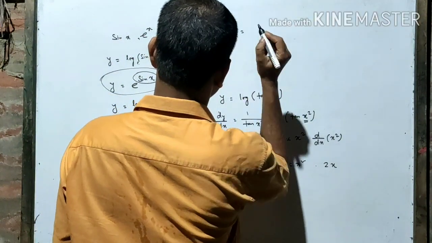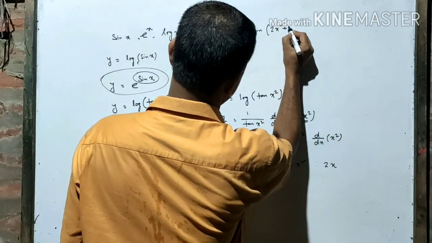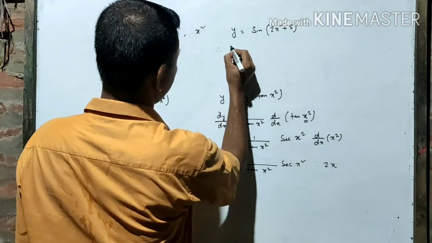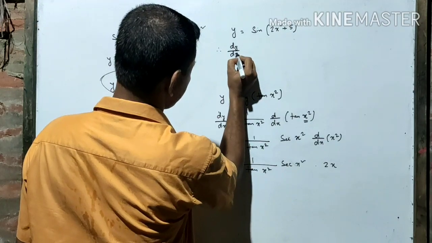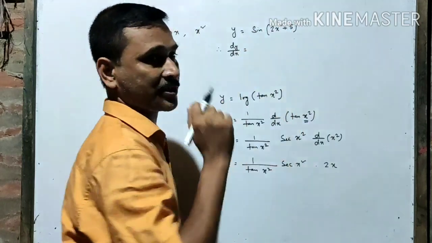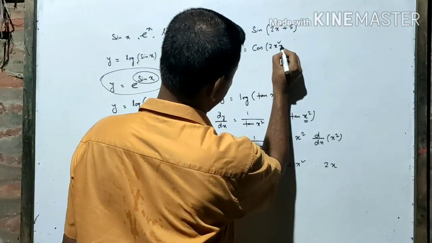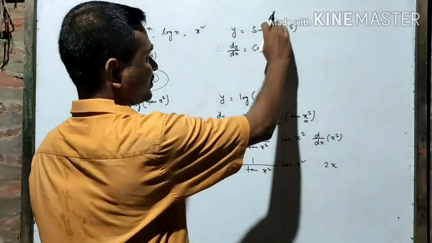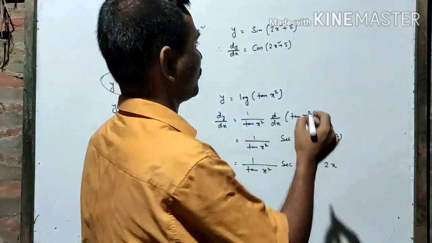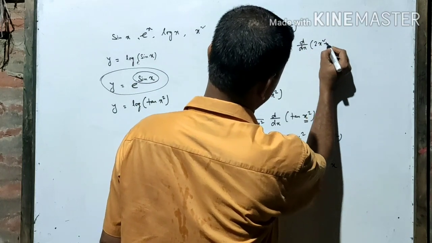Say y is equal to sine of 2x square plus 5. Therefore, dy/dx is equal to, what is the function? The function is sine x, and in place of x there is 2x square plus 5. The derivative of sine x is cos x. This is x here, so in place of x there is no direct x but a function of x. So its derivative should be multiplied, d/dx of 2x square plus 5.